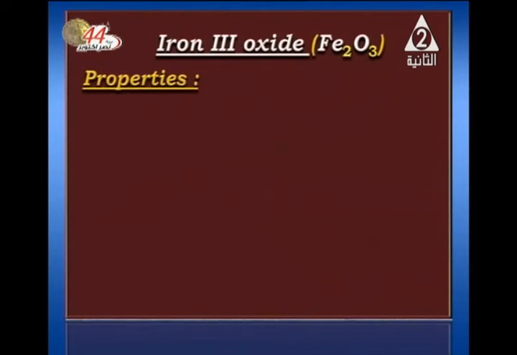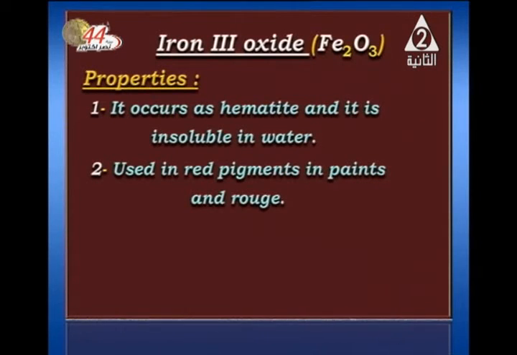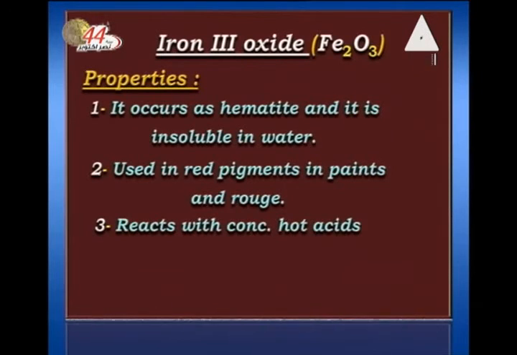Now we are going to discuss the properties of iron 3 oxide. It occurs as hematite and it is insoluble in water. It is used in red pigments and in paints and rouge. It reacts with concentrated hot acids.